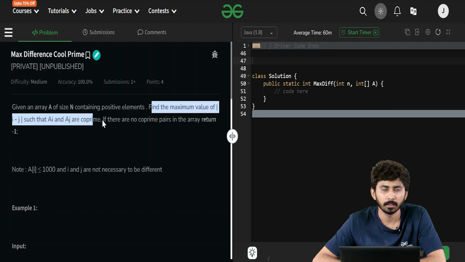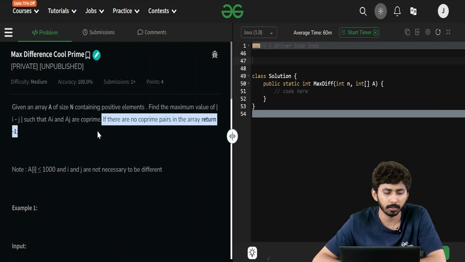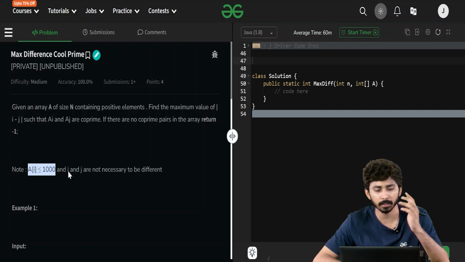Like 3 and, let's take, 8. They have GCD equal to what? 1. So if there are no co-prime pairs in the array, then you have to return minus 1. And there's a very important note: array of i is less than or equal to 1000. All the elements are at most 1000, and i and j are not necessarily different.